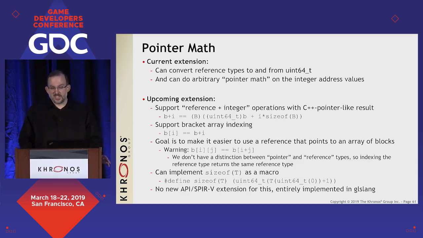So I've started on a follow-on extension that adds support for reference plus integer kinds of operations, where it automatically does the multiply by the size of the structure. This is actually really, really useful. The workaround for this is really clunky because there's no sizeof operator, at least in GLSL, so to get the size, you'd have to plumb it in yourself or something, and it's awful. Then also the bracket syntax for array indexing is supported as well, and it's just equivalent to adjusting the address by that index multiplied by the size of the structure.